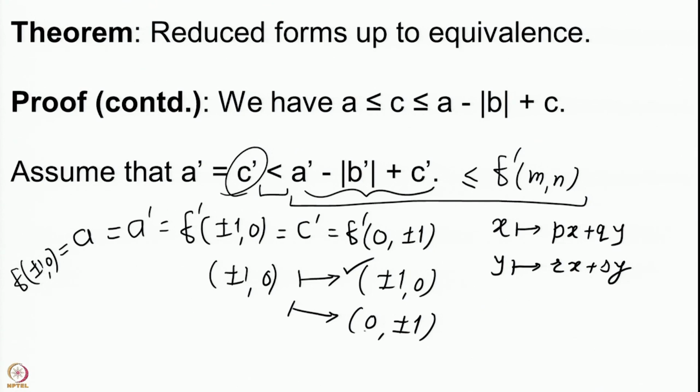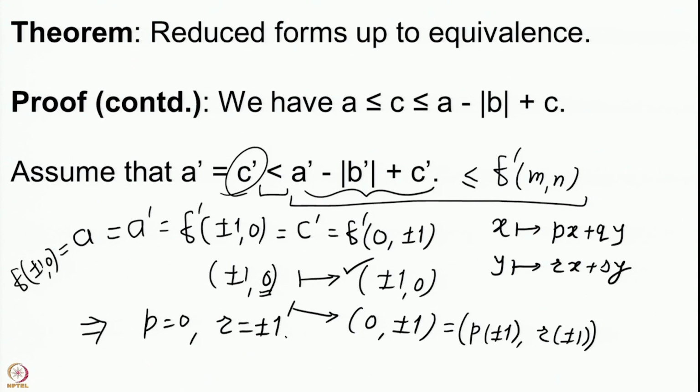So, we will now come to this pair, and here the change that happens, remember y is still 0. So, we get this to be p into plus minus 1 and r into plus minus 1. So, now we get that p is 0, r is plus minus 1. You also have ps minus qr equal to 1, which implies that q is minus or plus 1.